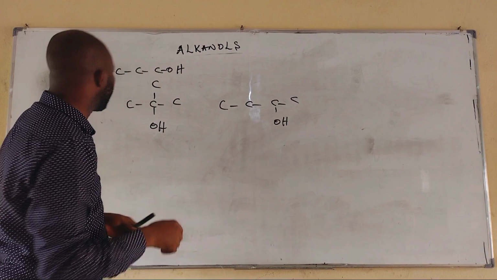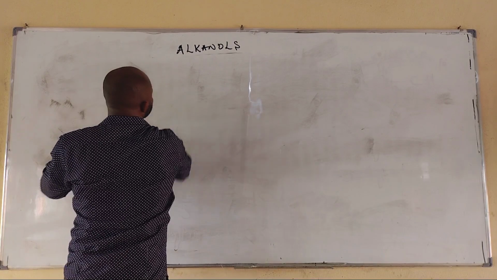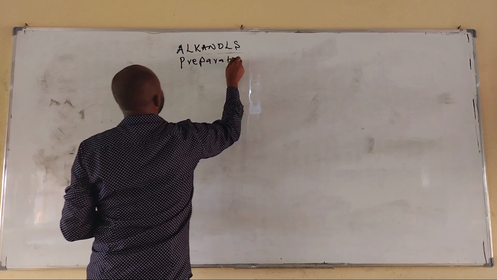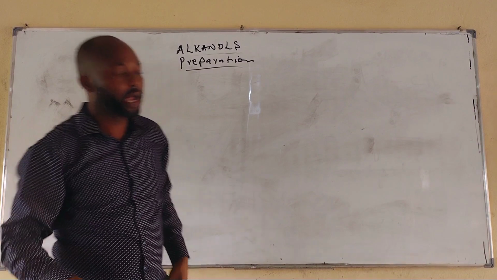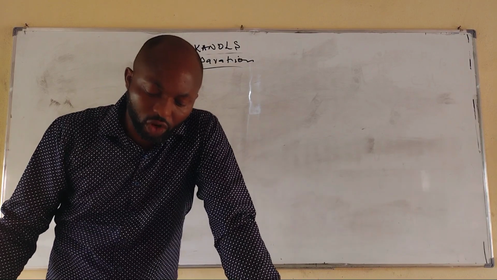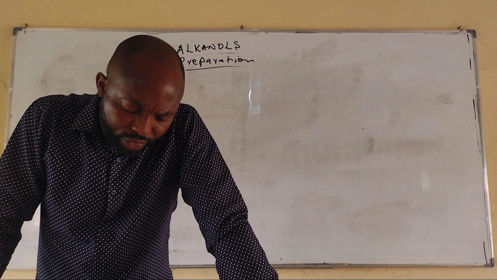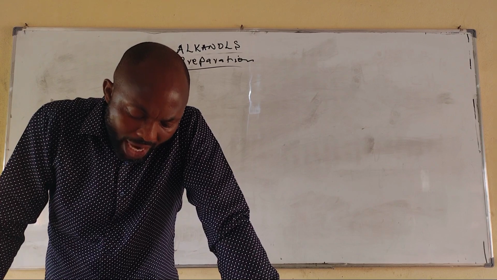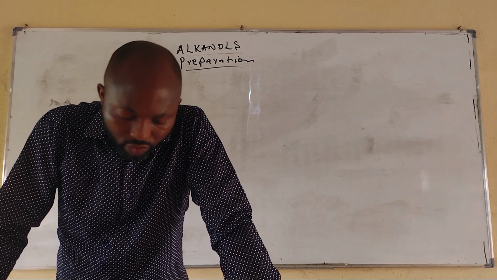Now let's go down to preparation of alkanols. How can we prepare alkanols? We have the alkaline hydrolysis of haloalkanes. This reaction can be achieved by refluxing the haloalkane with an aqueous solution of sodium or potassium hydroxide.